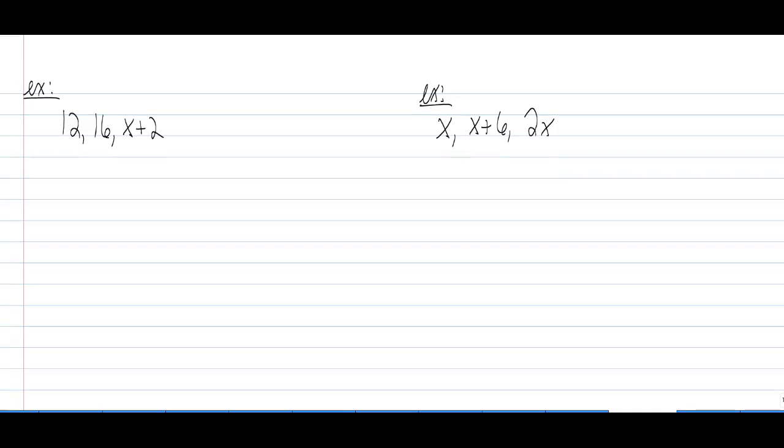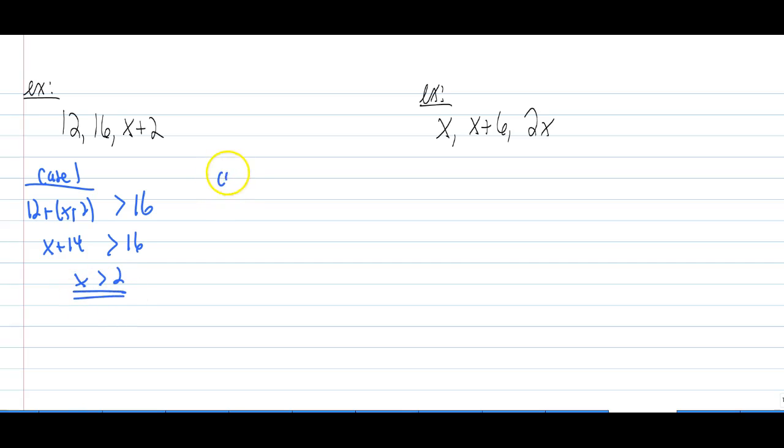Getting into more variable problems, we're going to have cases in this one as well. Because we have those variables in there, it's unclear which is going to be the largest. So let's start with saying 16. If we had 12 plus x plus 2, is that greater than 16 if 16 is the largest side? So we'd have x plus 14 is greater than 16. Subtract 14 from both sides, we're saying x is greater than 2.